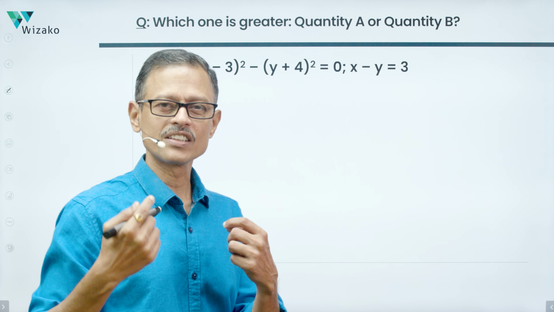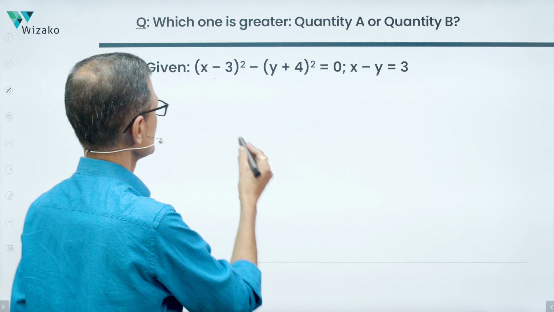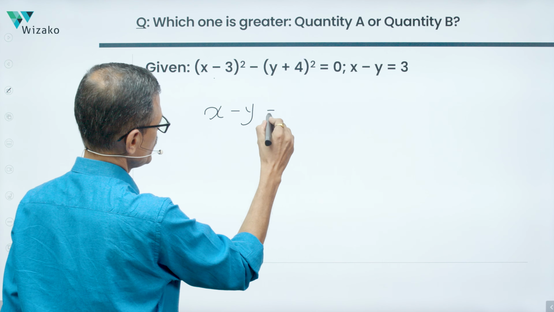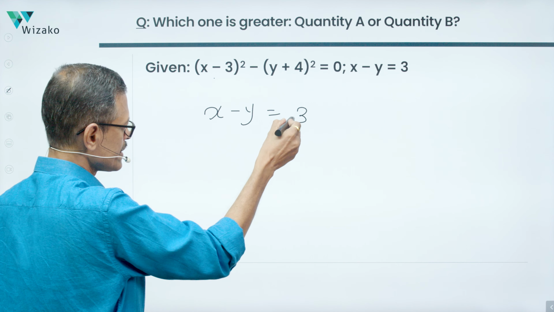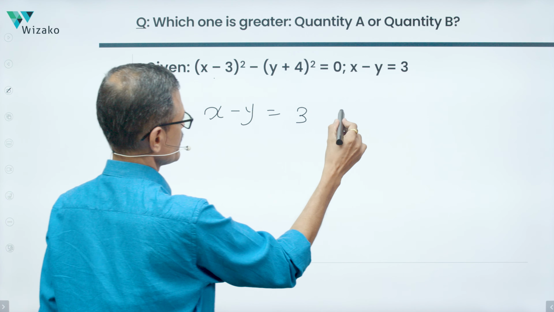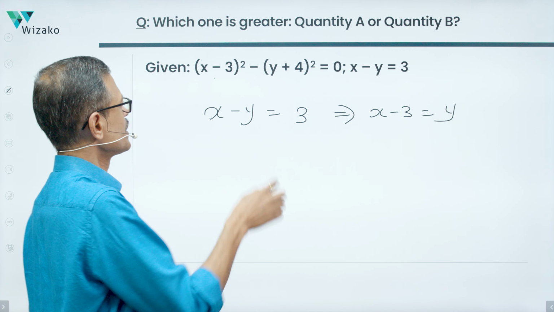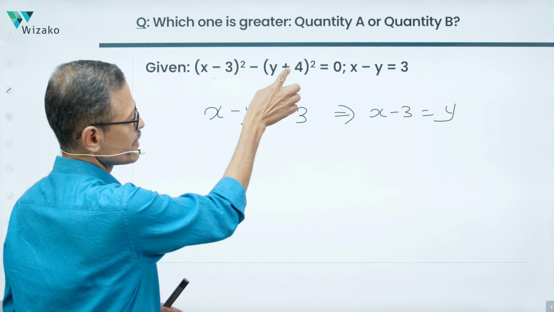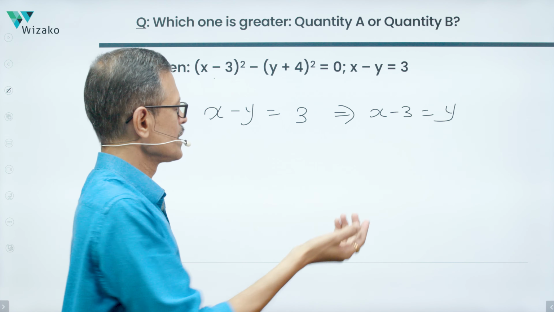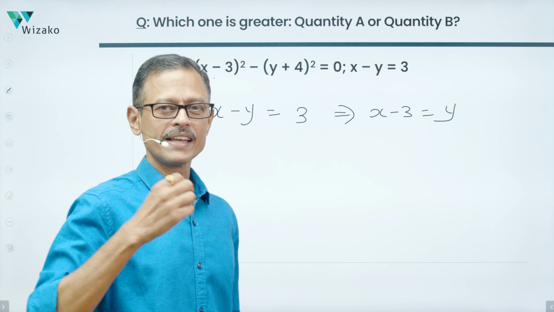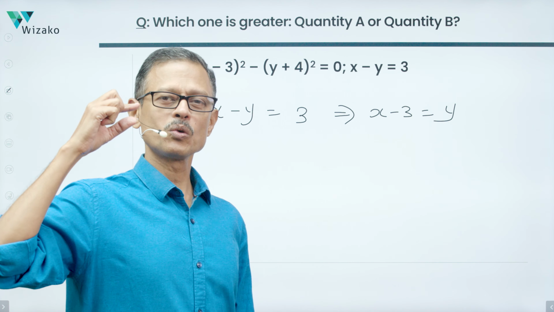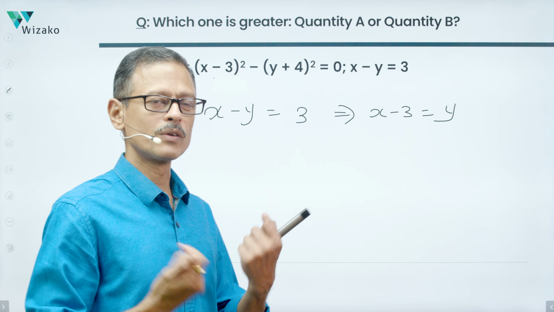Sometimes rewriting these things will make our life so much easier. So x minus y equals 3. If we bring 3 to the left hand side and minus y to the right hand side, we'll essentially get x minus 3 equals y. Now we have an x minus 3 here, an equation which comprises 2 variables. The moment I can write this x minus 3 as a y, we bring down the first equation to a one variable equation. To that extent, it becomes so much easier.